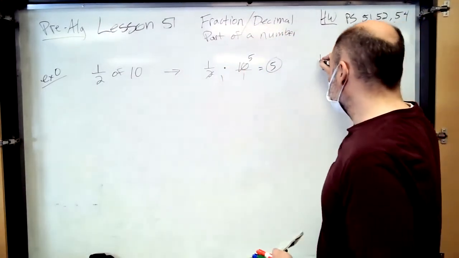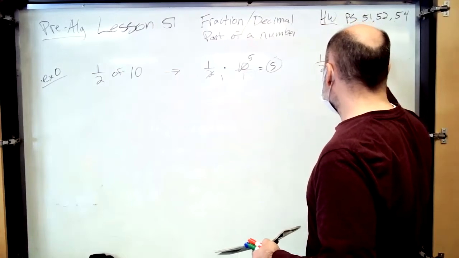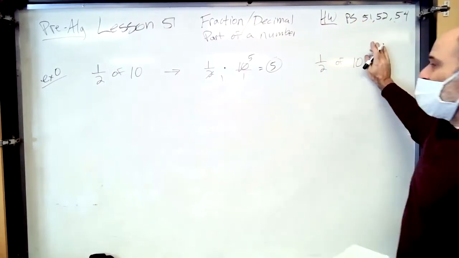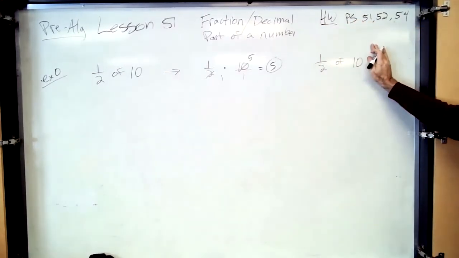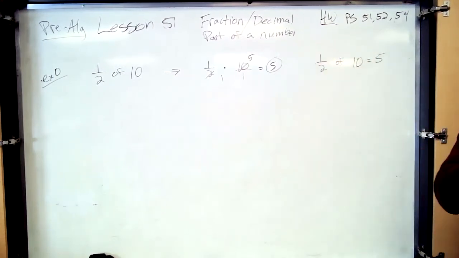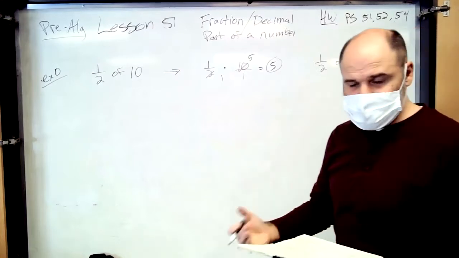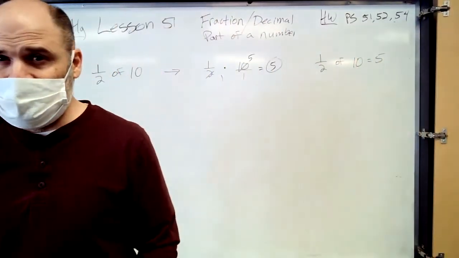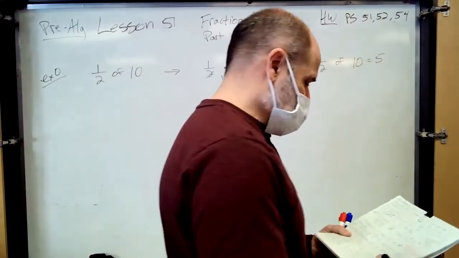So sometimes you'll be missing this number. Sometimes you'll be missing this number. And sometimes you'll be missing the fraction. Okay? So it doesn't matter if you just translate it correctly, then you just solve for the unknown.